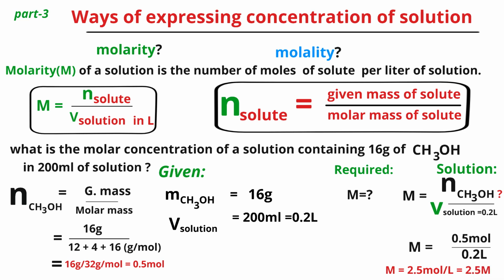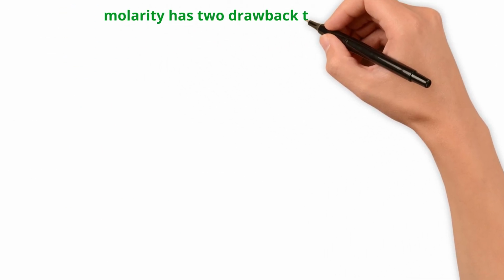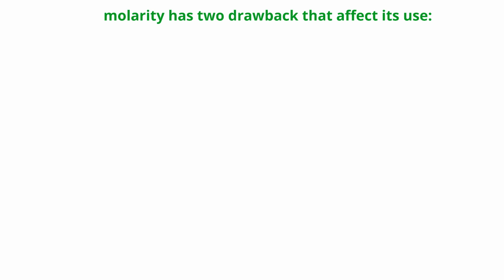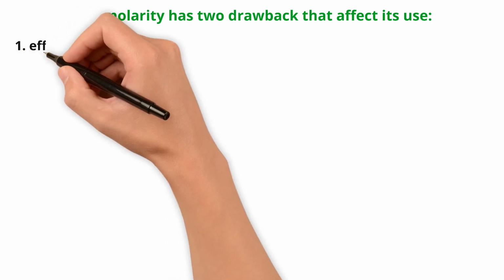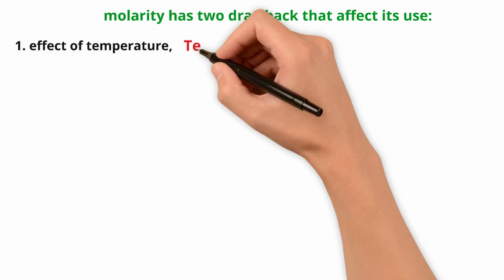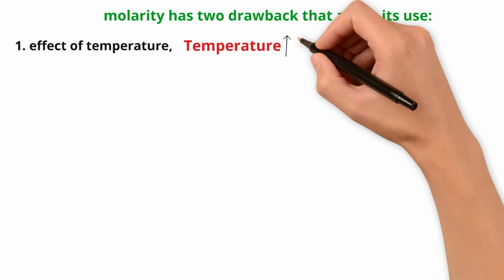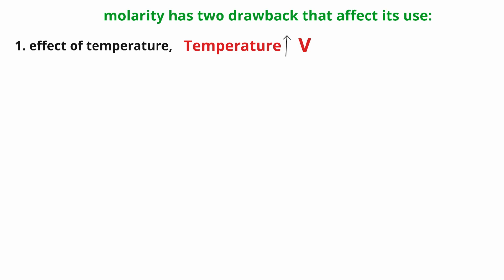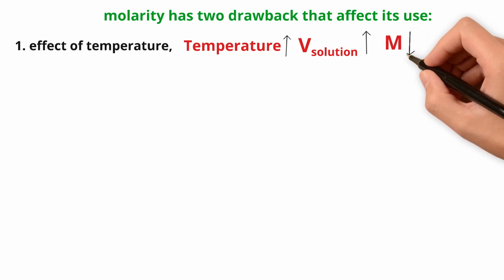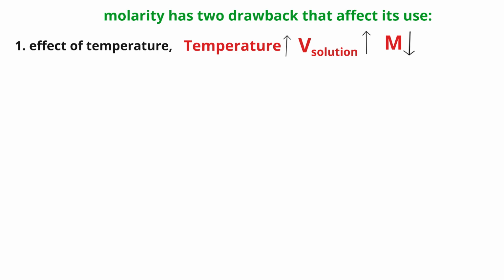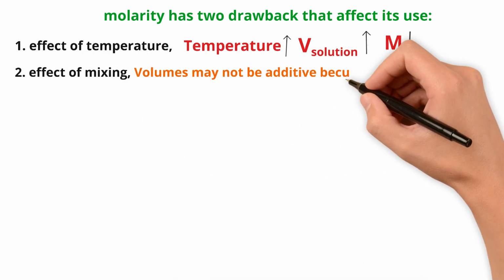Now let us consider the second one. Before that, molarity has two drawbacks that affect its use. The first one is effect of temperature. When temperature increases, the volume of hot solution increases because it expands. As the temperature increases, the solution becomes hot. When it's hot, its particles expand and finally its volume increases, but molarity decreases.